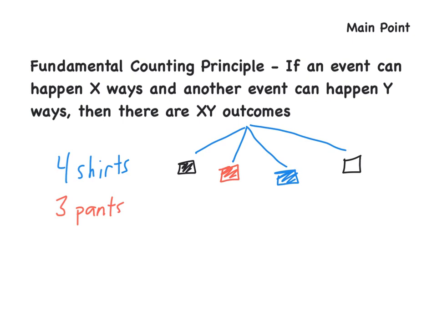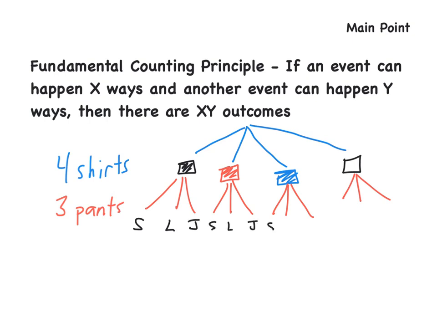Now we have 3 pants. Now with each thing, you can choose a black shirt, and you have 3 different types of pants that go along with it. 1, 2, 3, and the same for each of the other shirts. So these are the 3 options that you have. So you have shorts, then we have long pants, then we have jeans. So we have shorts, long pants, jeans for each shirt.